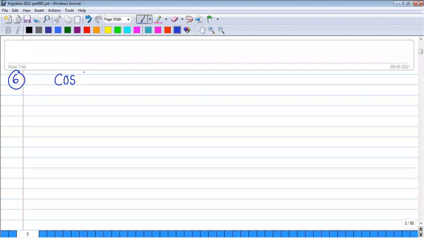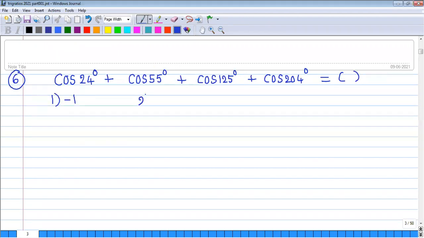So you take the screenshots and forward them to her. Cos 24 degrees. Make me host. Cos 24 plus cos 55 plus cos 125 plus cos 204 degrees equals to. First option is -1, second option is 0, third option is 1, fourth option is 2. Okay.